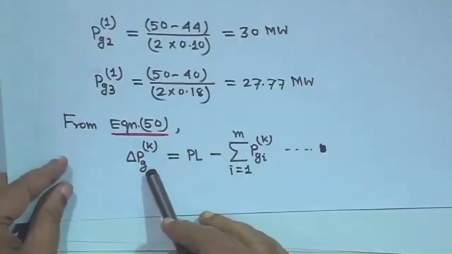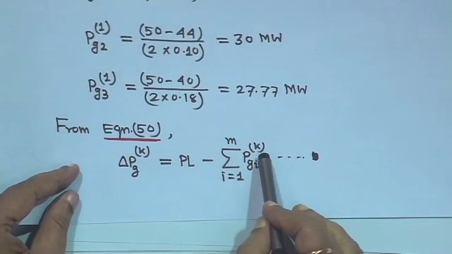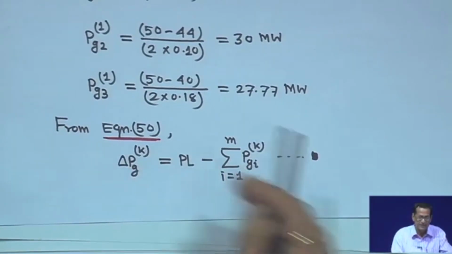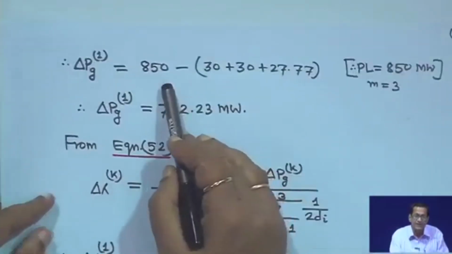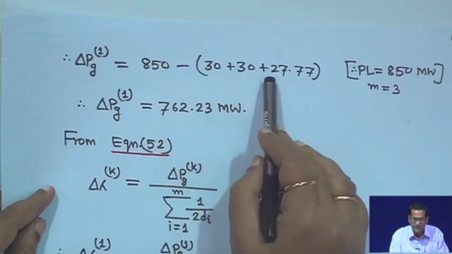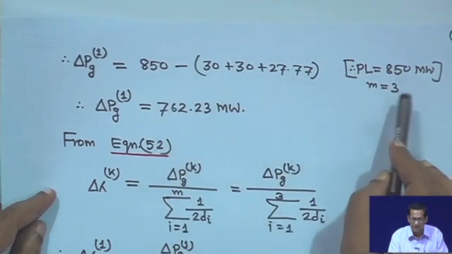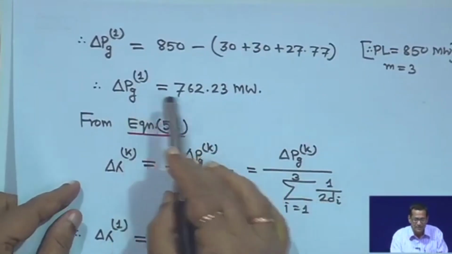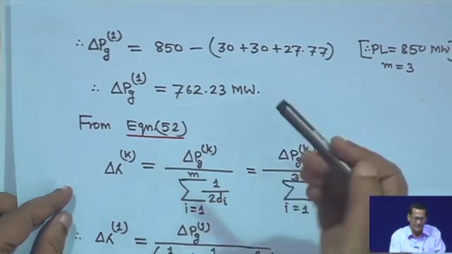Now, you have to find the mismatch: delta Pgk is total load minus total generation, this is the formula. So, in the first iteration when k is equal to 1, delta Pg1 is equal to 850 minus 30 plus 30 plus 27.77, right. Total load is 850 megawatt, and m is equal to 3 generators are there. That means delta Pg1 is equal to 762.23, a large difference. So, you have to go for the next iteration.